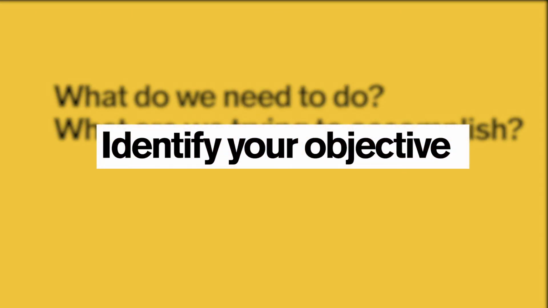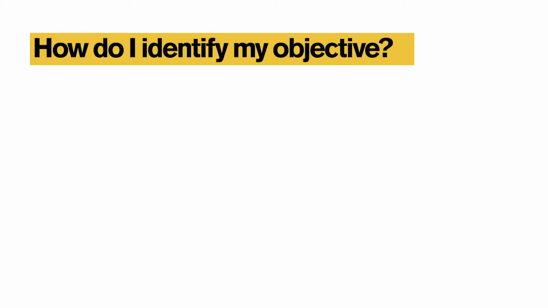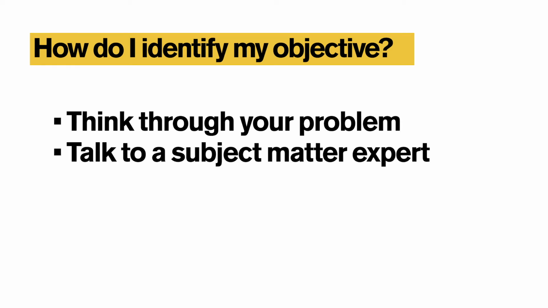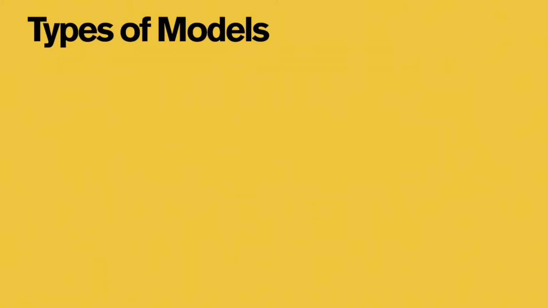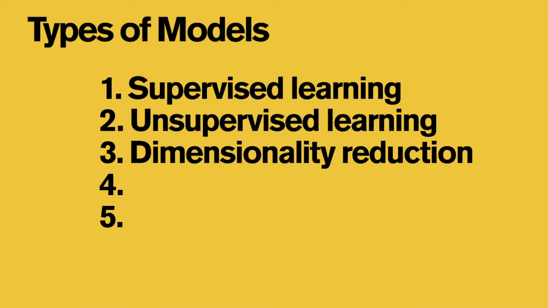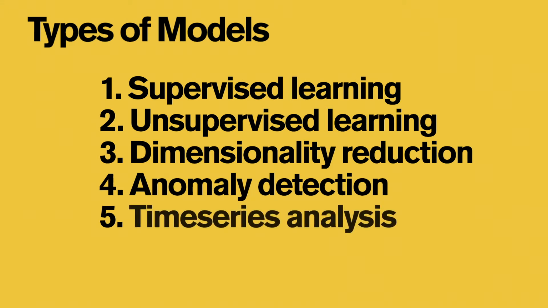So at this point, usually with your problem, you've either thought through it, if it's a problem you want to solve, or you've ideally sat down with the subject matter expert or the person who's really trying to answer a question. And you've talked them through, okay, what are we trying to figure out? But I find that there are about 5 main categories that are very common in data science problems. They are supervised learning, unsupervised learning, dimensionality reduction, anomaly detection, and time series analysis.